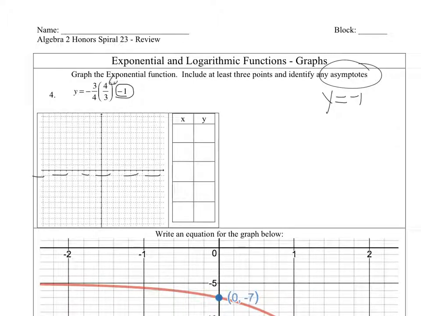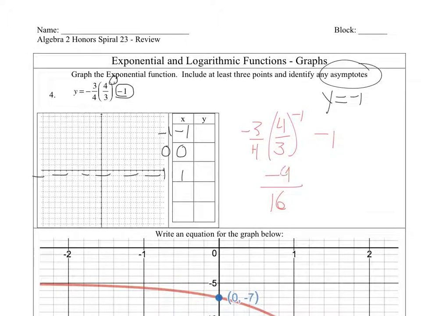For points to plug in for x, I might choose negative 1, 0, and 1, which is going to make that exponent negative 1, 0, and 1, because it's just x as an exponent. First one up: negative 3/4 times 4/3 to the negative 1, minus 1. That's going to make this into negative 9/16 minus 1, or negative 25/16.